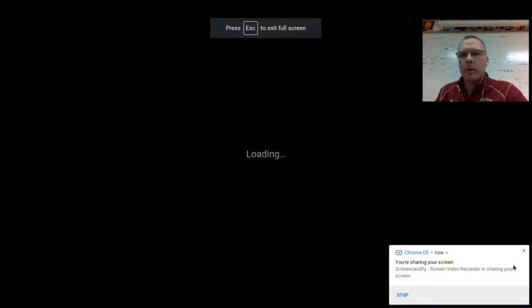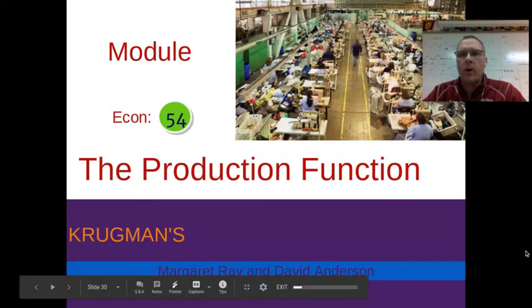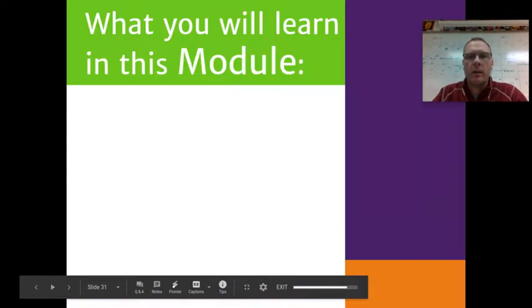Hey guys, today we're looking at Module 54. Module 54 deals with the production function. Remember yesterday we talked about marginal revenue equaling marginal cost. Well, today we have to start looking at where those marginal costs come from.